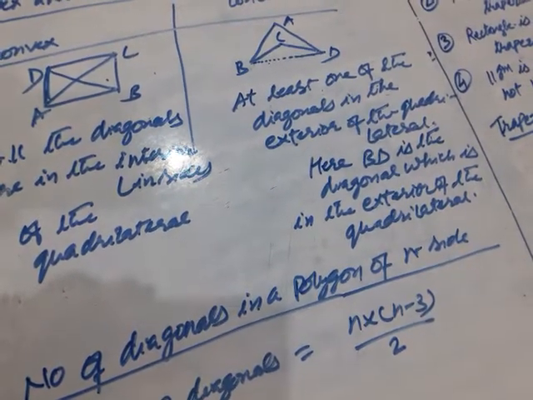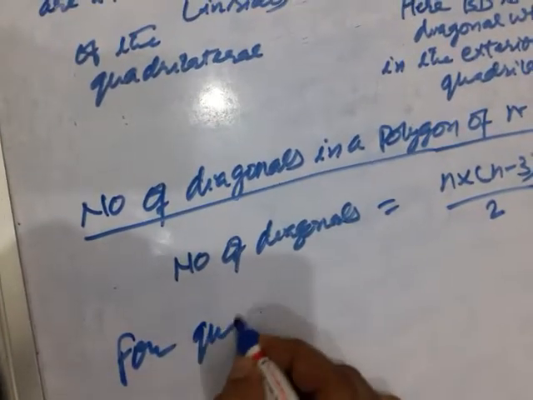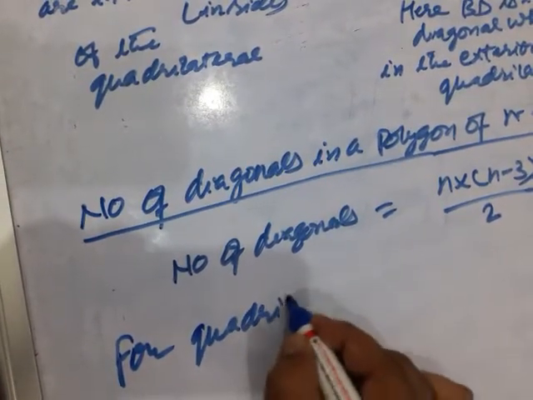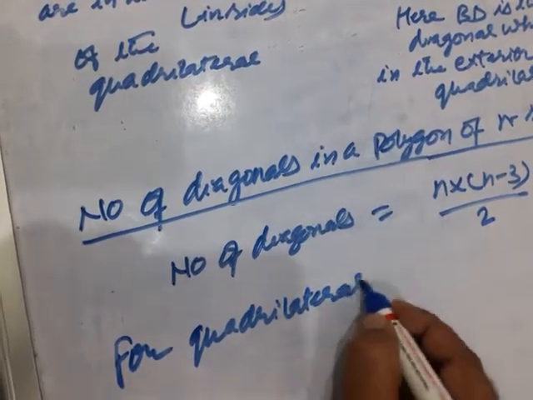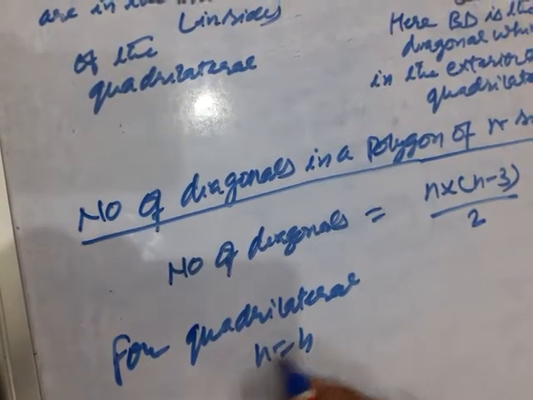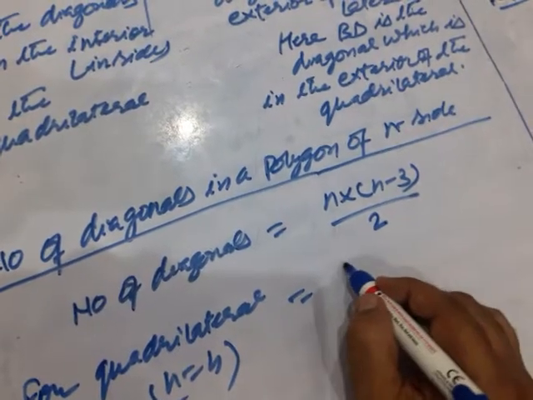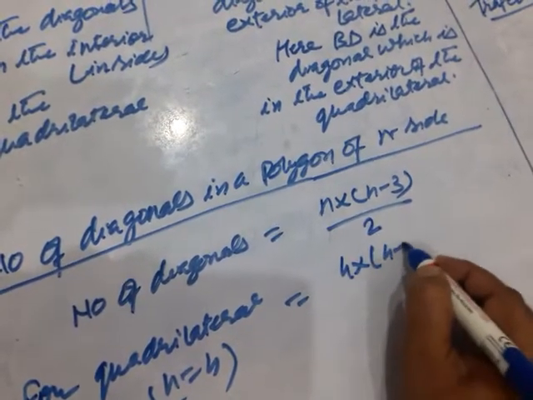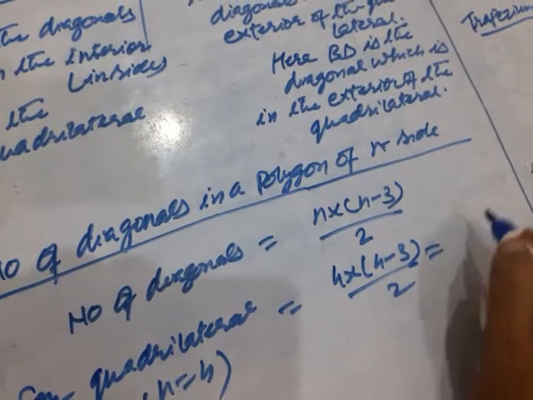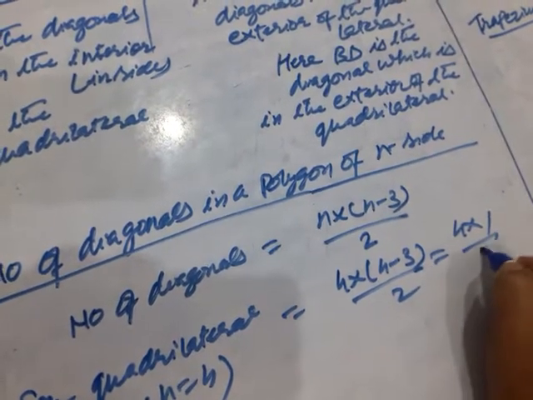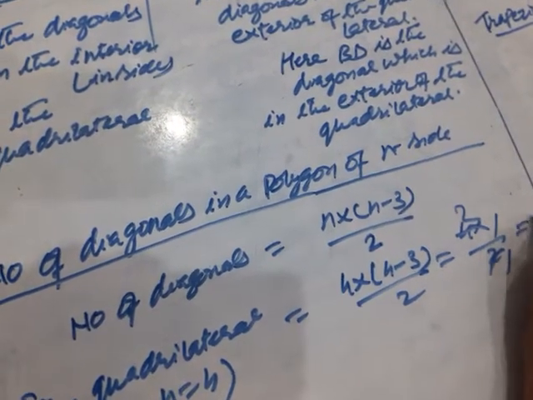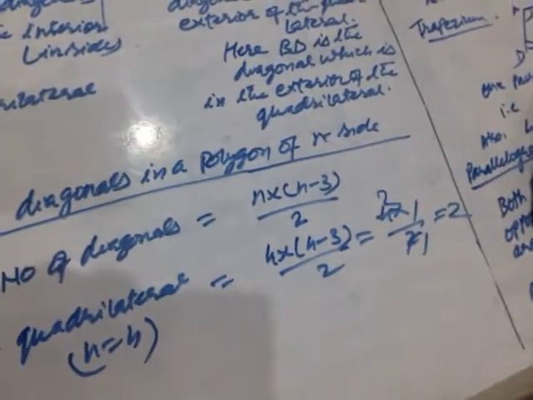So for quadrilateral let us see. For quadrilateral n equal to 4 sides are there. This implies how many diagonals will be there? 4 into 4 minus 3 upon 2, that is 4 into 1 upon 2. 2 1 is 2, 2 is 4, means 2 diagonals will be there in a quadrilateral.